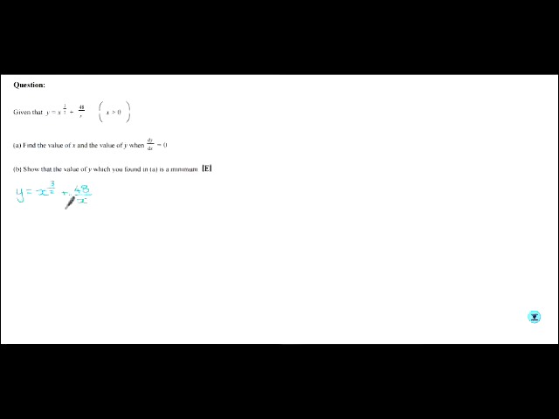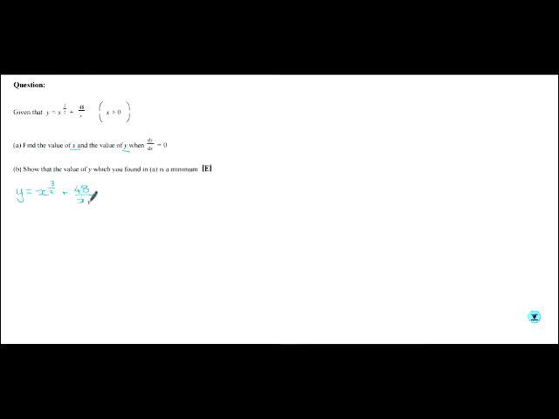Now this is what we're given in the question, and we're told that x is more than 0, and that makes sense because x is the denominator. If that's 0, it kind of creates an infinite problem. Now in part A, we're asked to find the value of x and the value of y when dy by dx is 0. So that suggests we should find dy by dx.